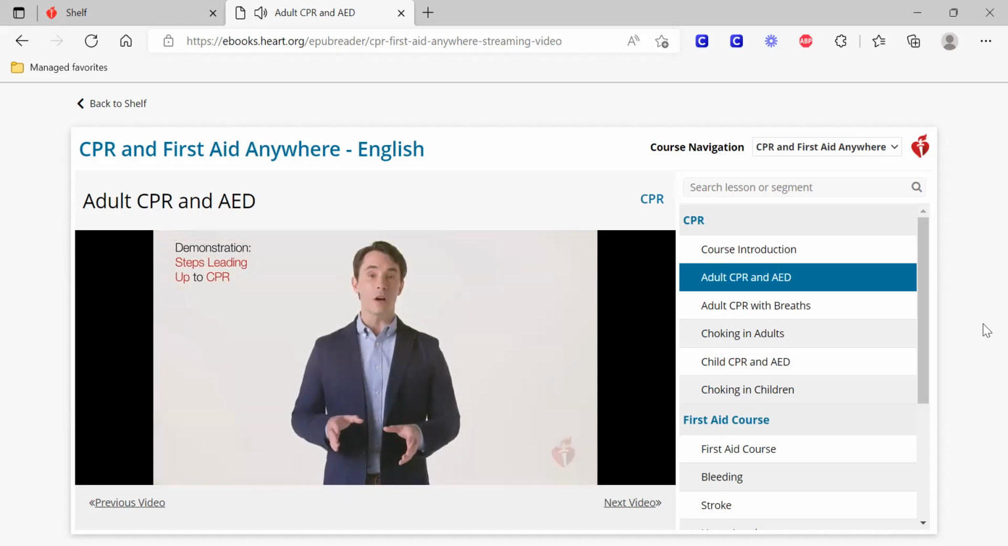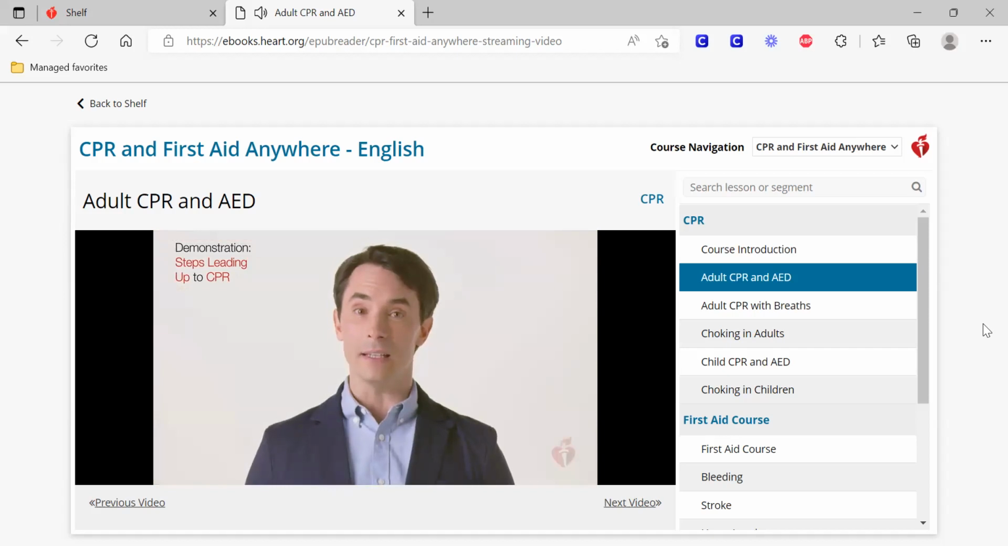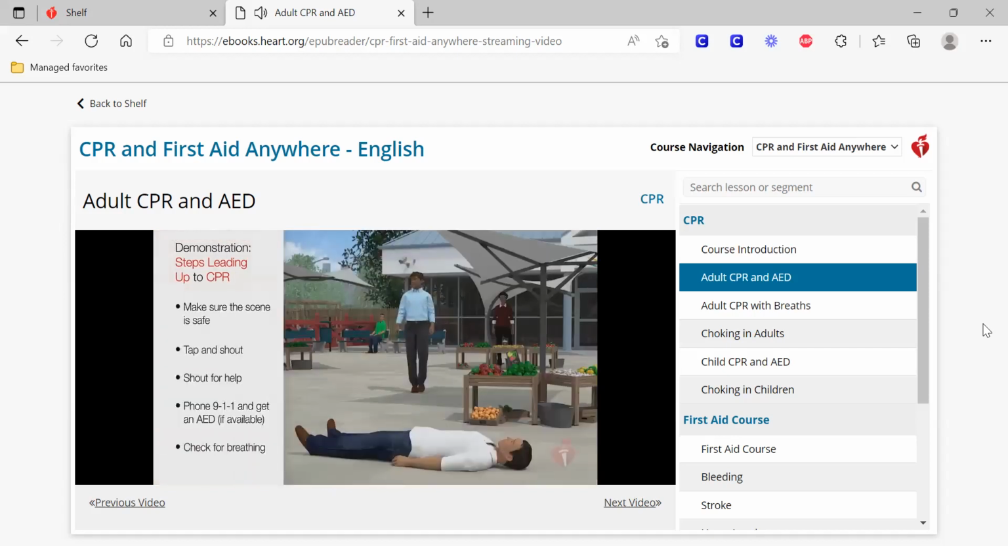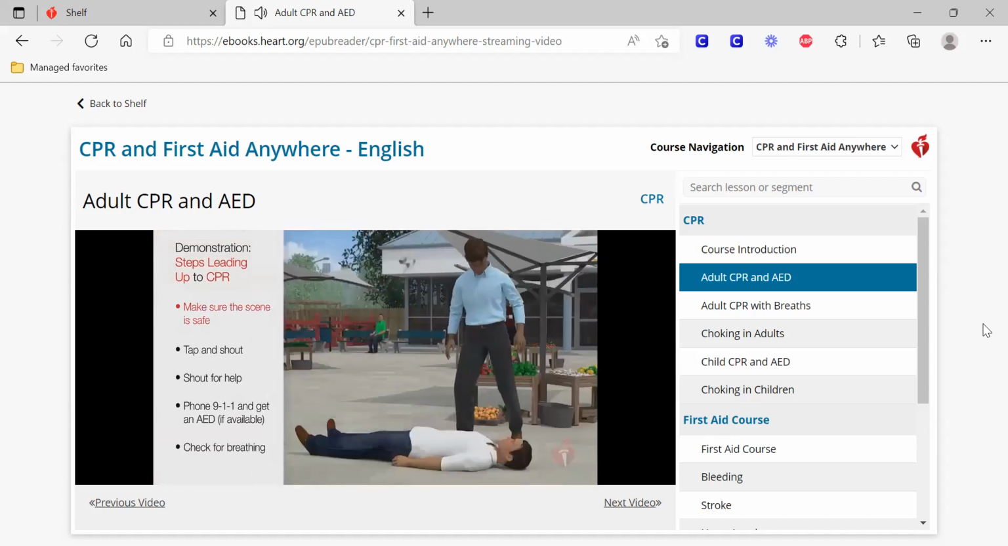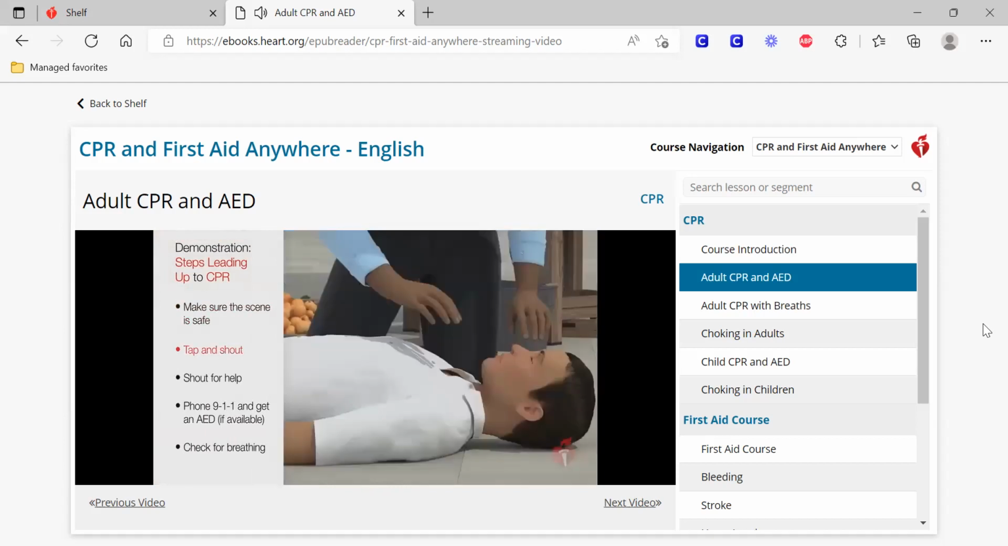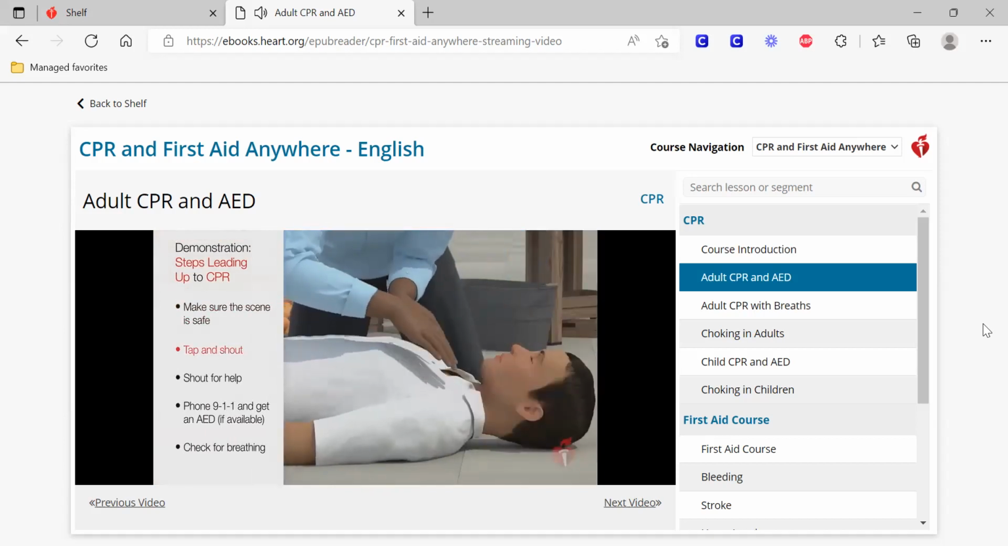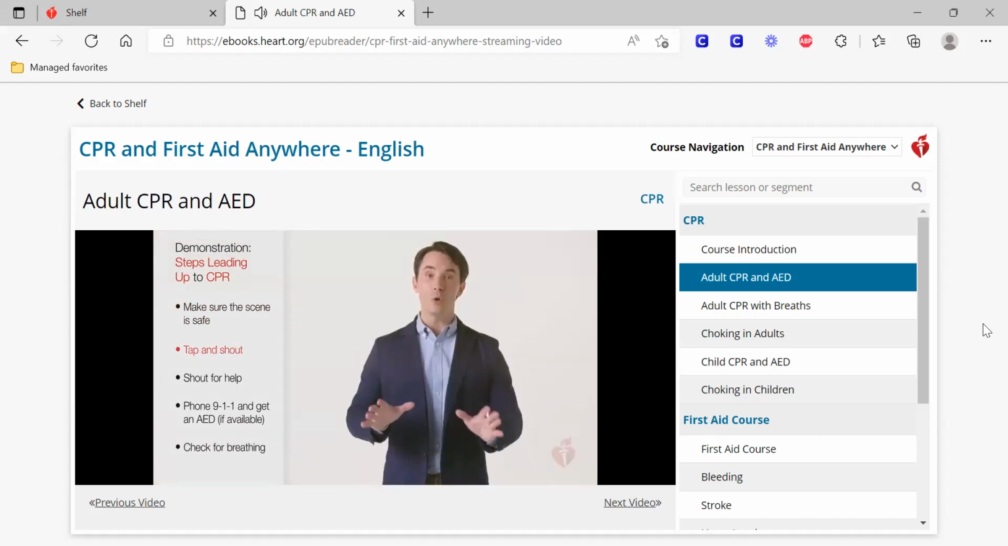You just saw how a cardiac arrest can happen in a workplace. We're going to teach you exactly what to do. The first step is to make sure the scene is safe. Look around you to make sure you aren't in danger. Next, tap the person on the shoulders and shout something like, "Hey, are you okay? Are you okay?" If the person doesn't respond, you need to get help.